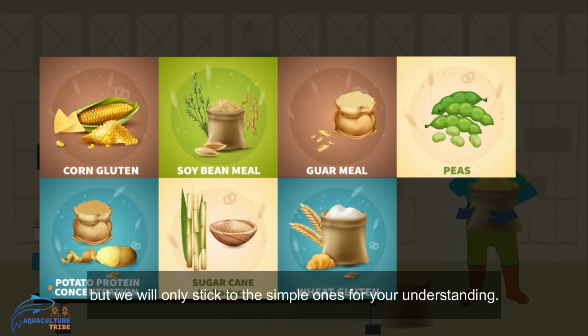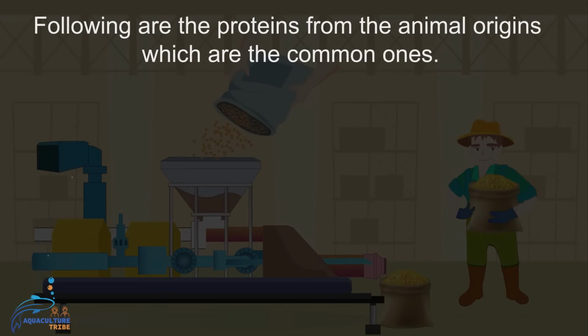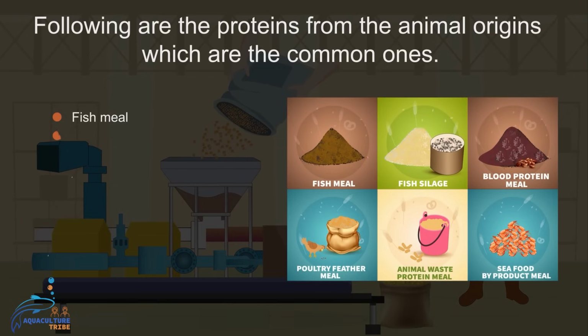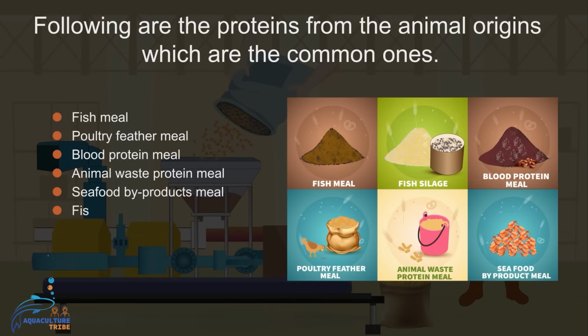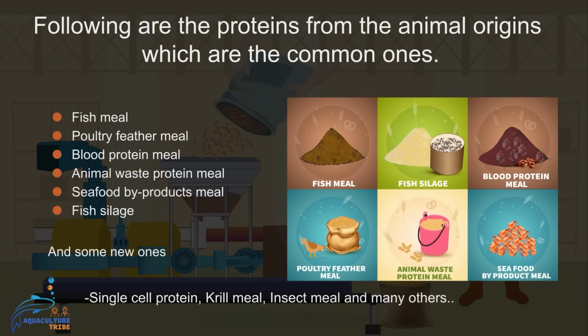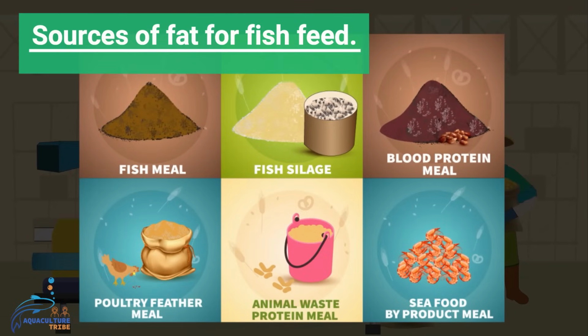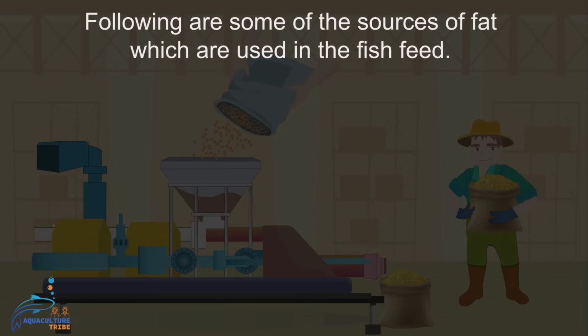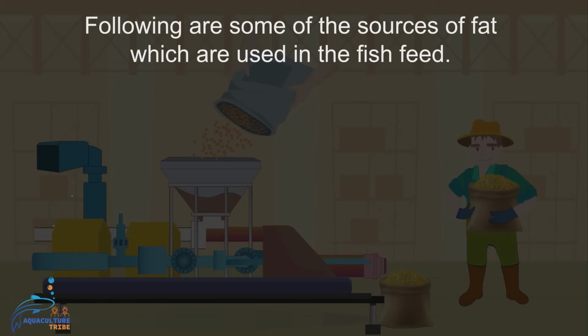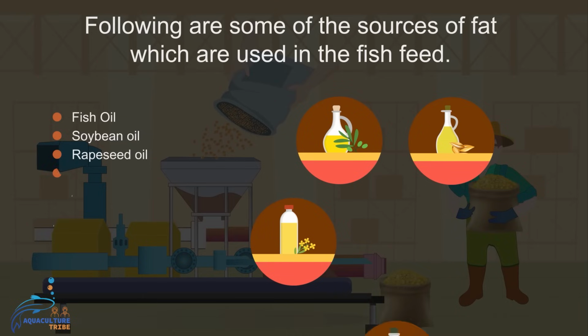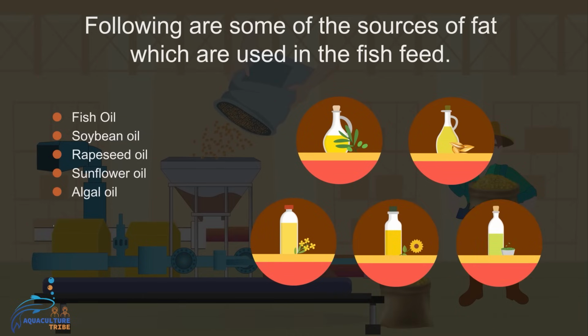Following are the proteins from the animal origins, which are the common ones: fish meal, poultry feather meal, blood protein meal, animal waste protein meal, seafood byproducts meal, fish silage, and some new ones such as single cell protein, krill meal, insect meal, and many others. Sources of fat for the fish feed. Following are some of the sources of fat which are used in the fish feed: fish oil, soybean oil, rapeseed oil, sunflower oil, algal oil, and many others.